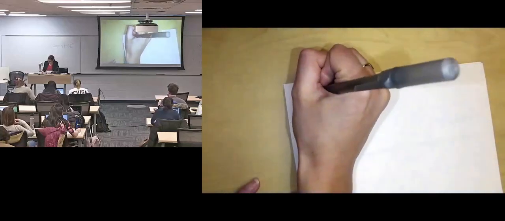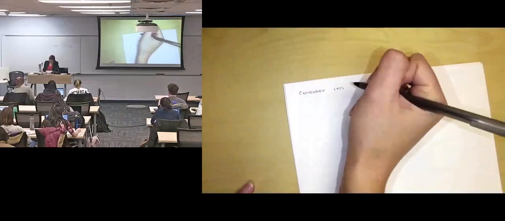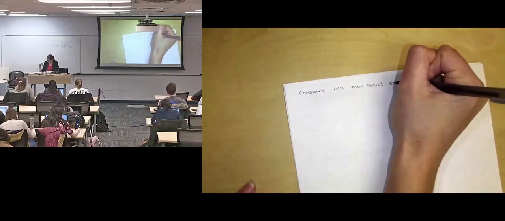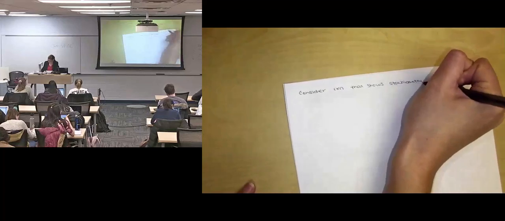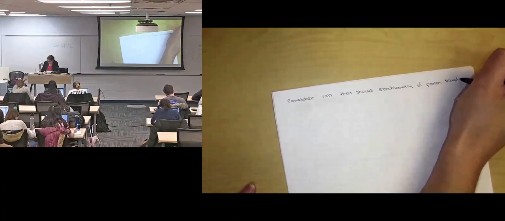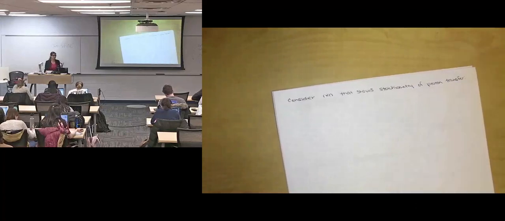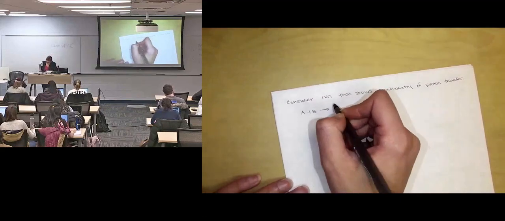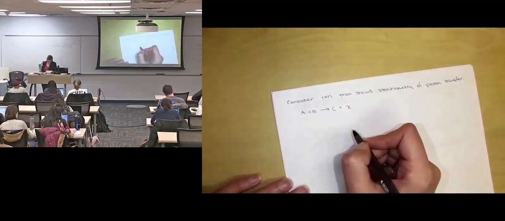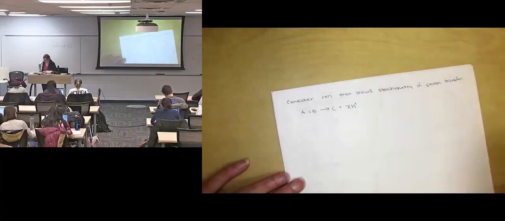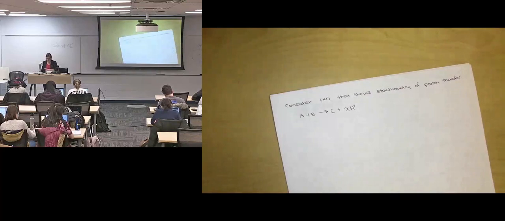Let's consider a reaction that shows stoichiometry of proton transfer. Our proton here is a hydrogen ion, or H+. We could write this basic reaction as A plus B goes to C plus xH+, where x is the stoichiometric equivalent needed, or however many protons are moving.